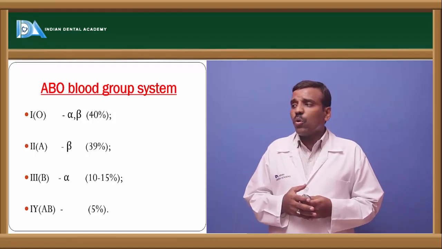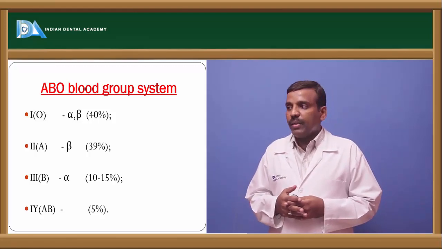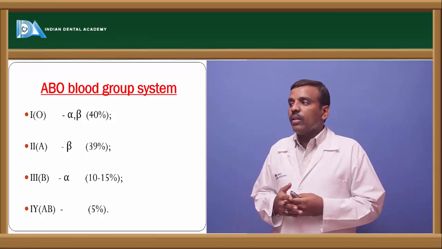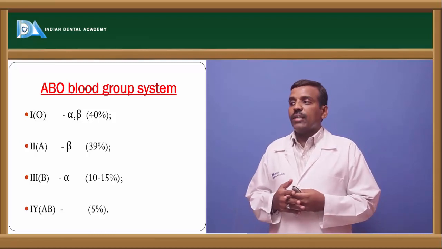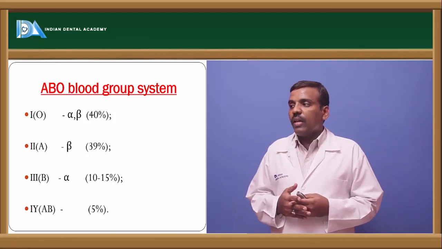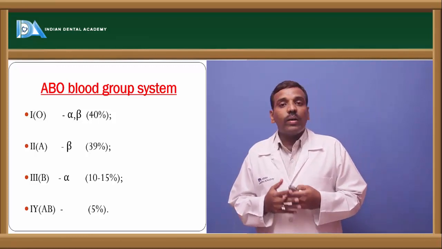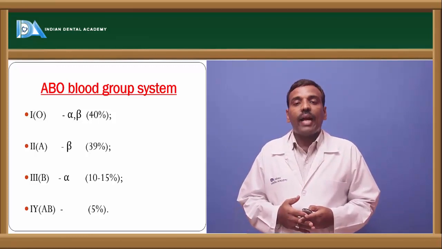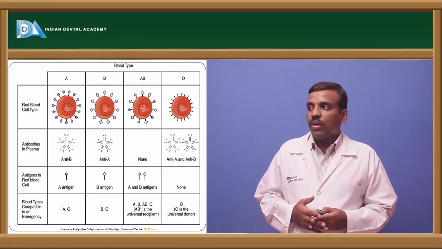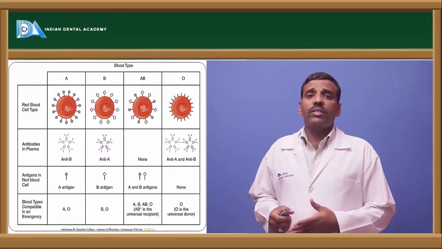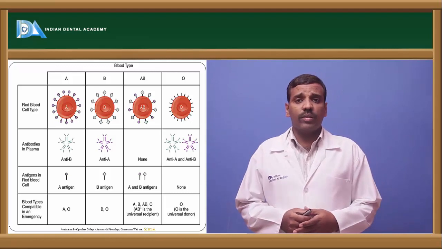In case of O group, there is presence of alpha and beta, in case of A group, beta is present, in case of B group, alpha is present, and in case of the AB group, there are none, no antibodies.